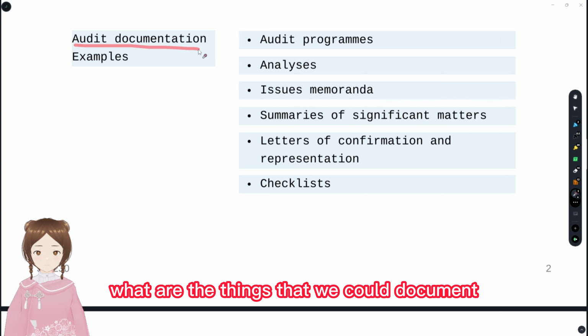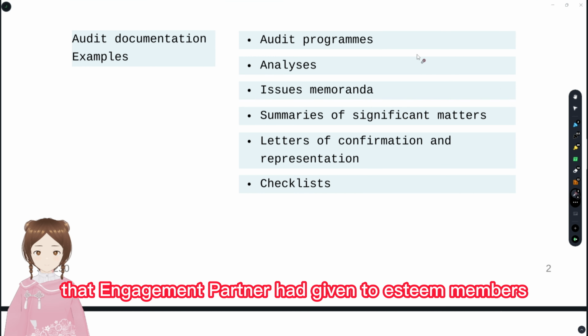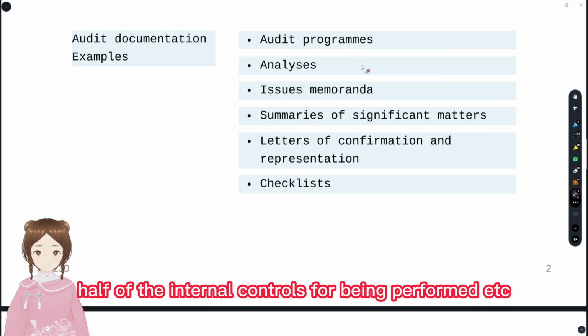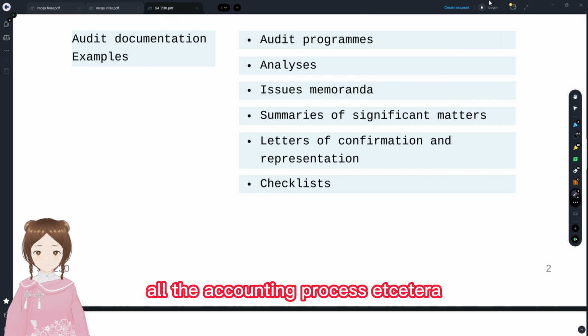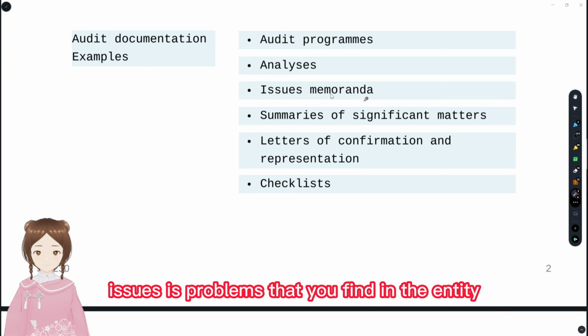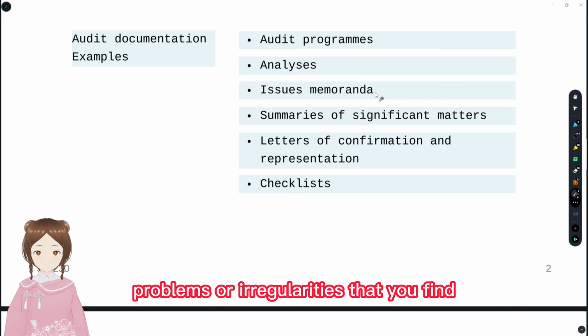And we'll see what all the things are that we could document, what all we call audit documentation: the audit programs, that is, the instructions that the engagement partner had given to his team members, analyses like analytical procedures and analyzing how the internal controls were performed on the accounting process, etc. Issues memoranda is a brief summary or brief description. Issues are problems that you find in the entity. So it's a brief description of the problems or irregularities that you find.